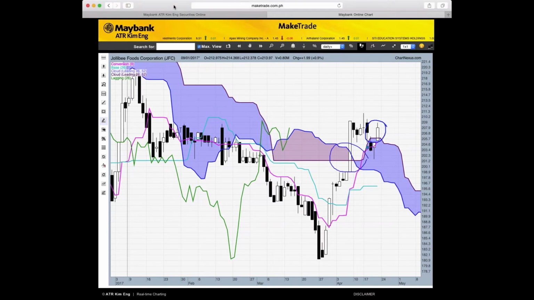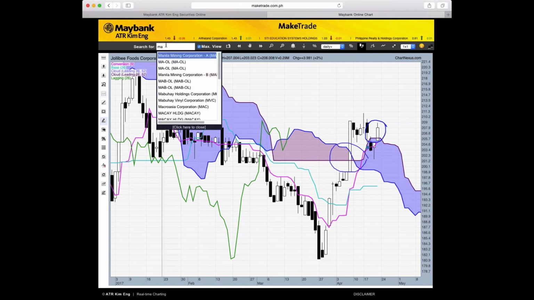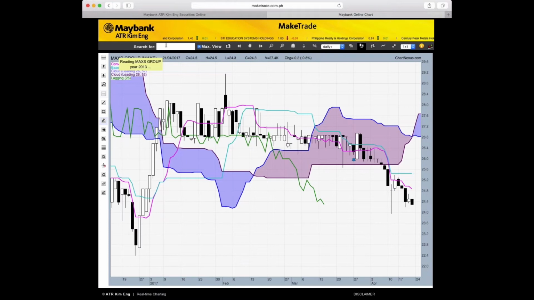Now, if price breaks below the Kumo, we are bearish. Here are examples of price breakouts below the Kumo. Maxs broke below its Senkou Span B line. So it broke below its Kumo. It is currently bearish because all elements are below the Kumo.